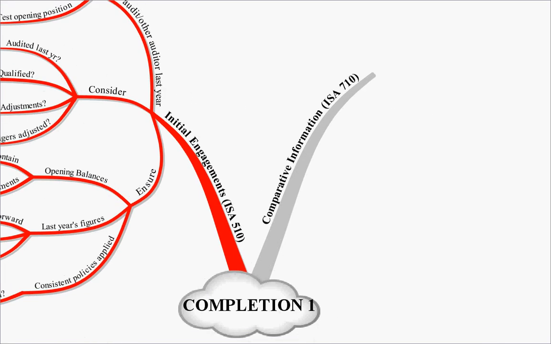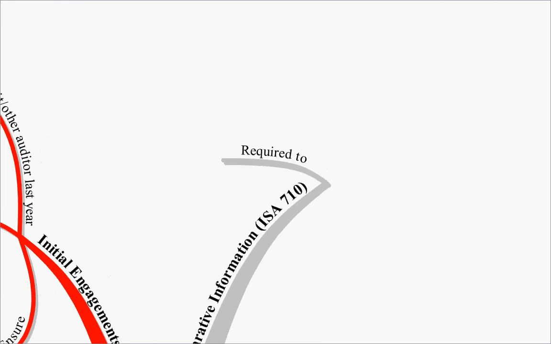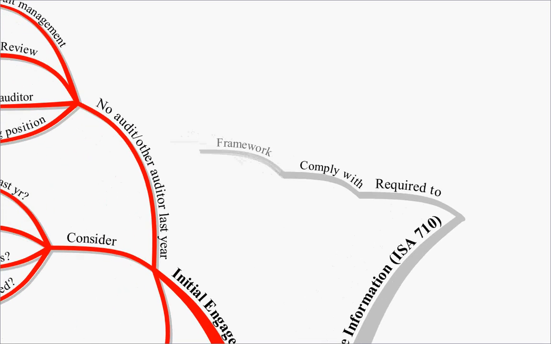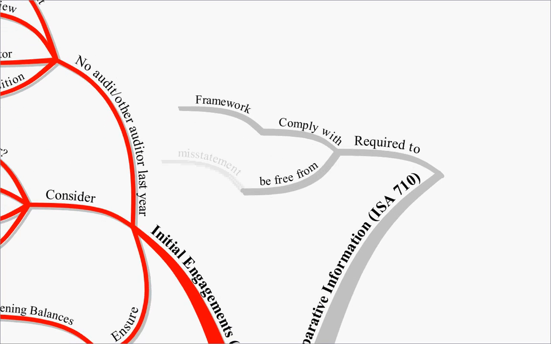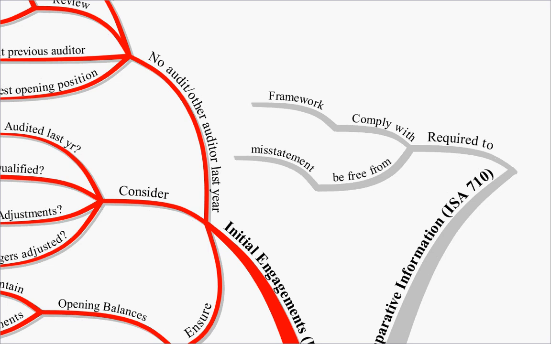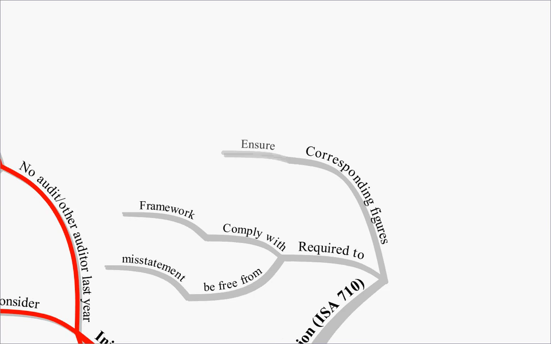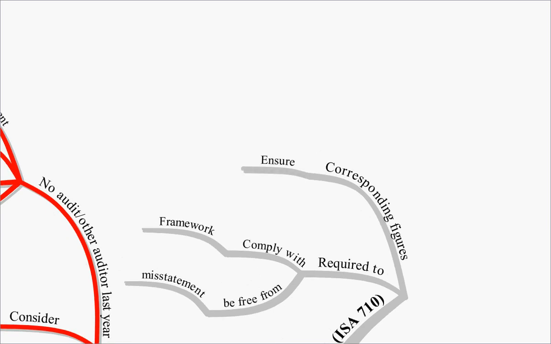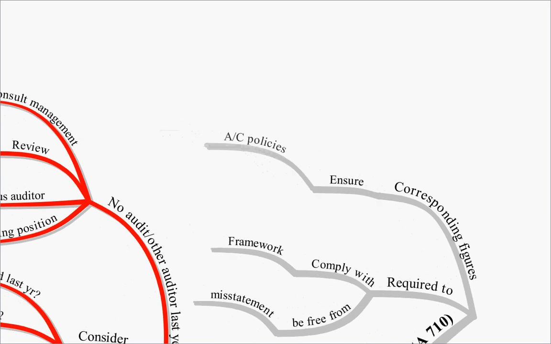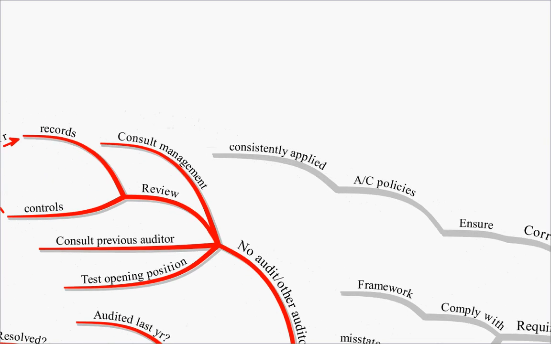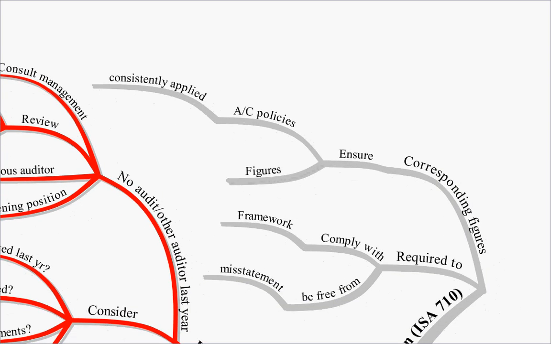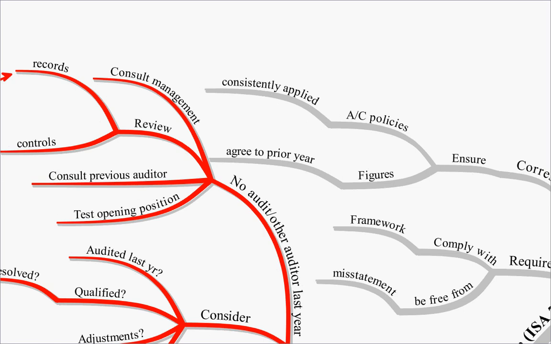Comparative information then. The key thing on this is that comparative information is required to comply with the framework and to be free from misstatement. Corresponding figures are comparative information. They must be these things. You have to ensure that they have accounting policies that have been consistently applied and that the figures agree to the prior year. So those are the key things, that the accounting policies have been consistently applied and that the figures agree to the prior year.